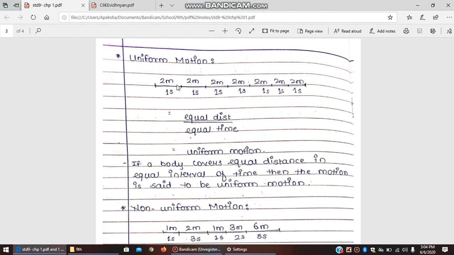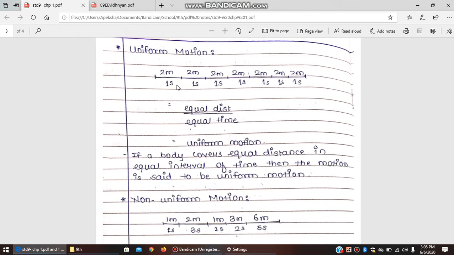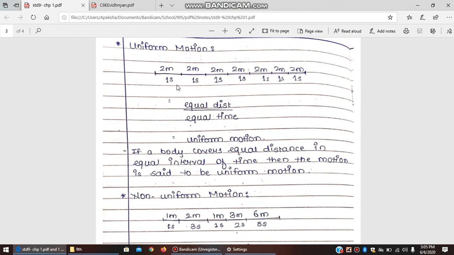So here in this video, we are going to see the types of motion. Motion is basically divided into types. We classify it as uniform motion and non-uniform motion.